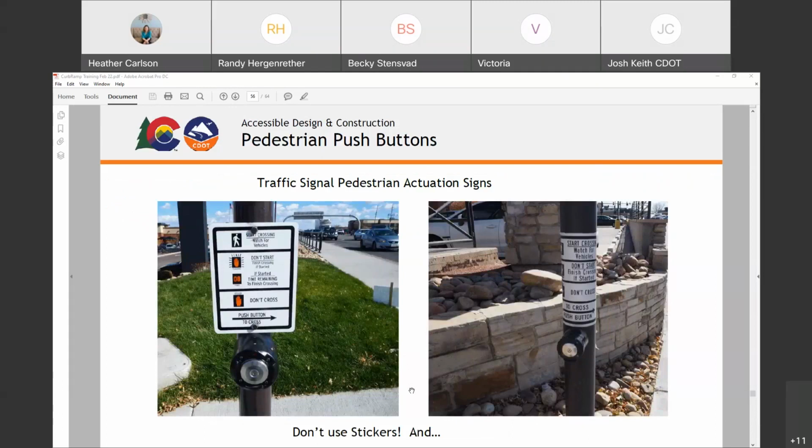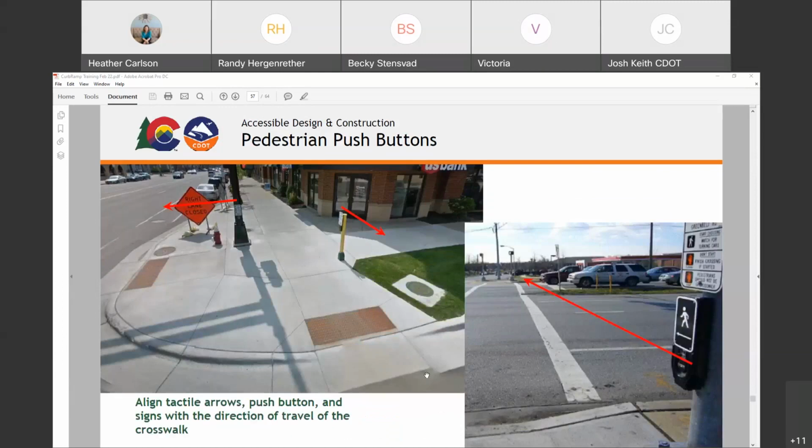Generally, again, don't use stickers. Make sure your signs are clear and easy, and make sure your push buttons are where people can find them. If you have trouble finding a push button, then a blind person is never going to find it. If you put it behind a bush or behind guardrail, the people who need to use it can't. So again, you want to align it with the crossing. It needs to be somewhere that everybody can get to, where it's findable.